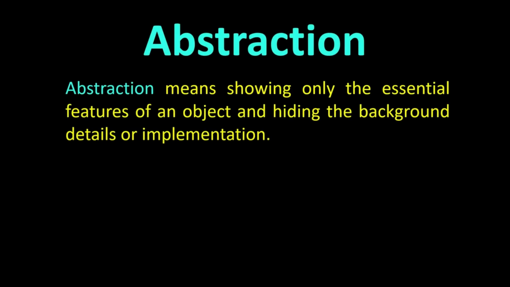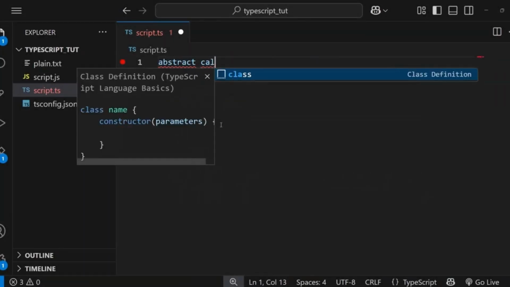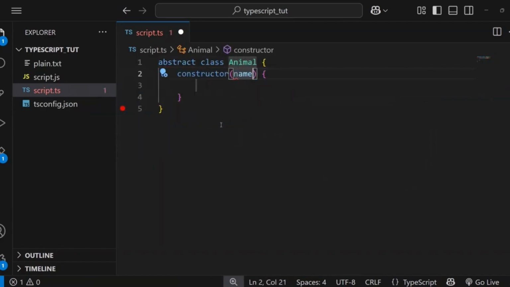Moving on to the second pillar of OOPS, which is abstraction. Abstraction means showing only the essential features of an object and hiding the background details or implementation. In order to implement abstraction, first we need to understand the concept of abstract classes. An abstract class is a class that cannot be instantiated directly. It is designed to be inherited by other classes. It can contain two kinds of methods. Abstract method, which cannot be implemented directly inside the abstract class. Concrete method, which can be implemented directly inside the abstract class. Let's implement it in our code and understand this more effectively.